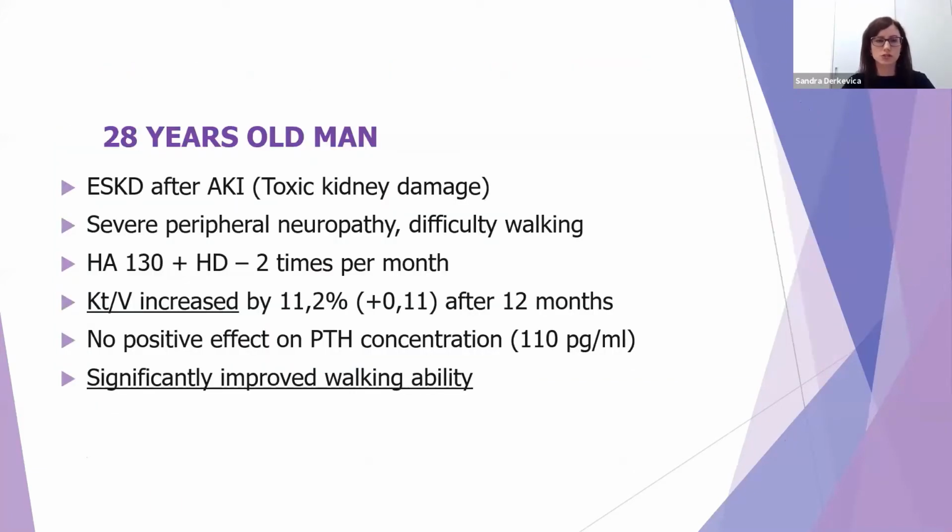The next patient is a 28-year-old man with end-stage kidney disease after acute kidney injury. He had severe peripheral neuropathy, difficulties walking, and we started hemoperfusion 6 months after he started hemodialysis. So hemoperfusion was performed 2 times per month. And during the first year, we noticed that there was an increase in KTV and also significantly improved walking ability.